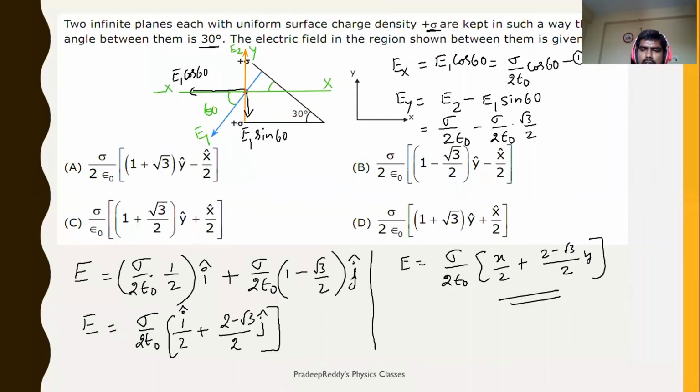Sorry students, one small mistake I have made. Ex, it is negative, right? X-axis, it is negative. It is going opposite to that of x. So therefore, here you will get one minus. And here you will get one minus. Here you will get 1 minus. Now this E will be valid. E will be exactly identical to this option B. That will be the final answer for this.